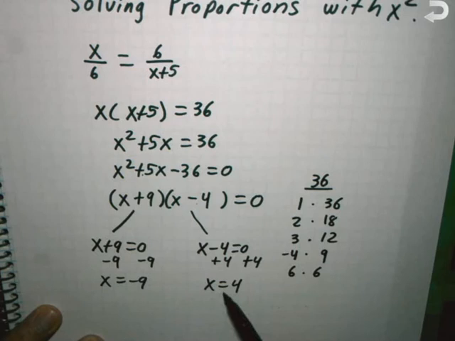So double check, make sure that both of these values work and that they make sense, that you do not have a negative side length. A lot of times you will only be able to use the positive value.